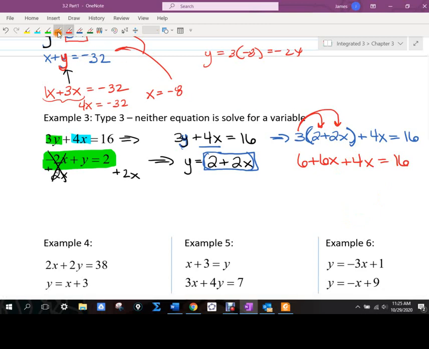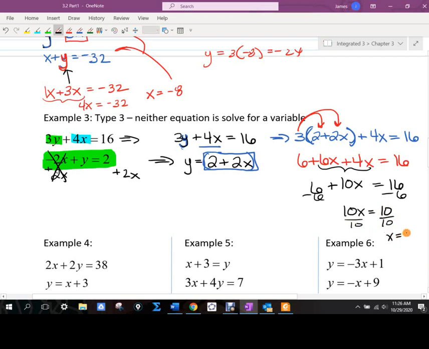All right, so what are you going to do next? Combine like terms. Good. So there we've got 10x's, we've got our 6 here, is equal to then 16. Now what are you going to do? Subtract 6. 10x is equal to 10. Divide both by 10, and x would be 1, right?